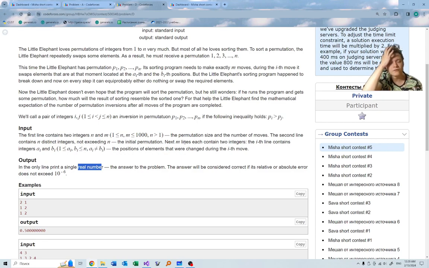Okay, let's try to do the following. First of all, we calculate the expected position of 1. And 1 always makes an inversion with everything else to the right of it, to the left of it. So the expected position of 1 is added to the answer. Okay, after that, let's take 2. We also have some expected position of 2.